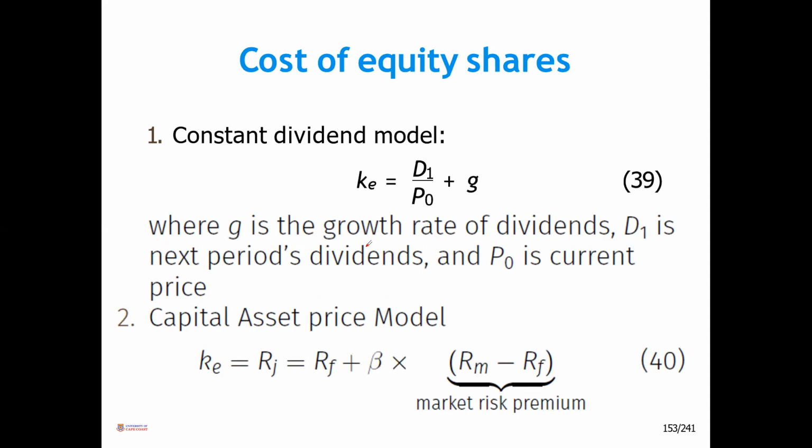However, we have to assume a constant dividend. If you don't assume a constant dividend, there is no way you can work it out. So even though equity does not have a constant dividend, we assume a constant dividend such that the formula will look like that of preference shares. So cost of equity will be D1 over P0. But again, if it is growing, it will be D1 over P0 plus g.